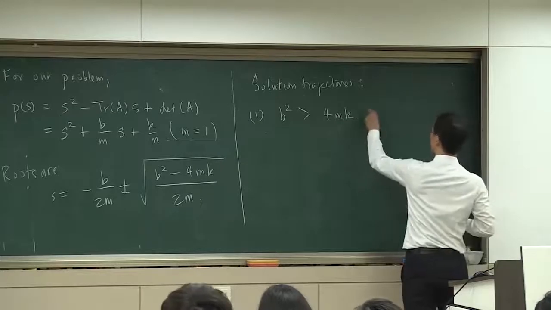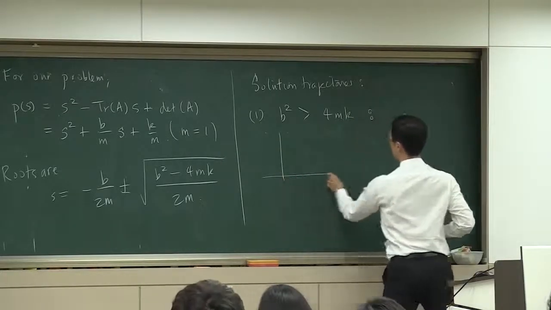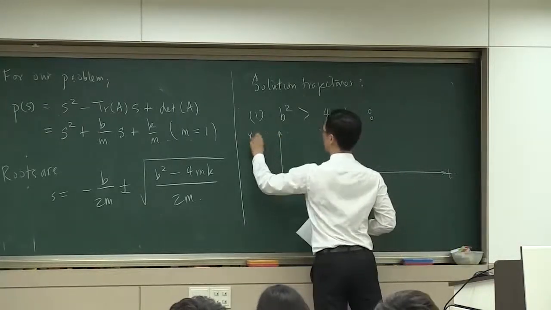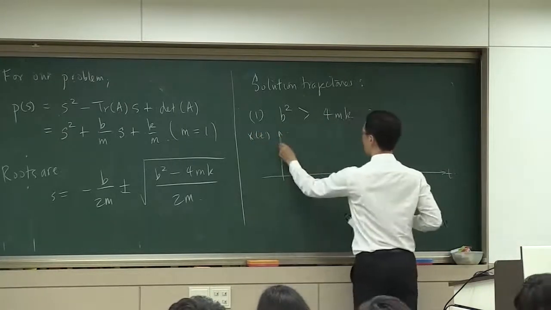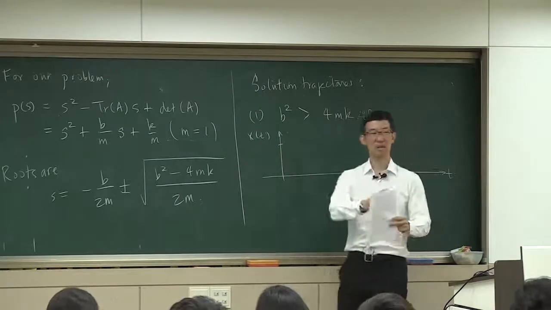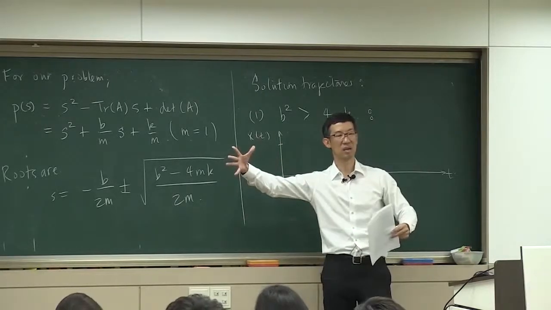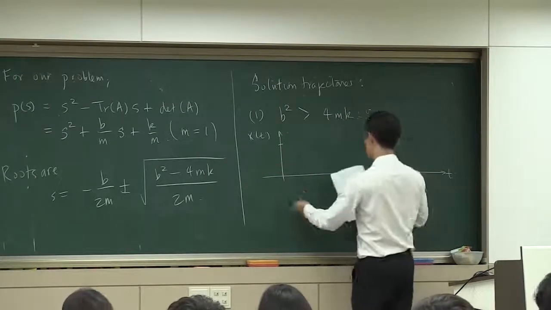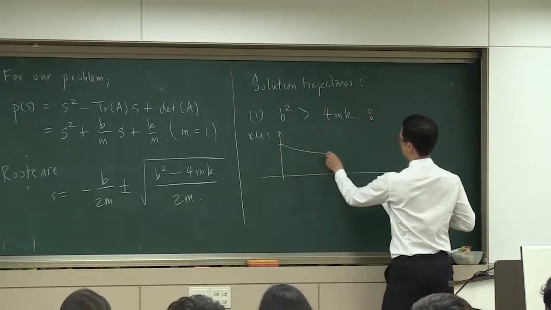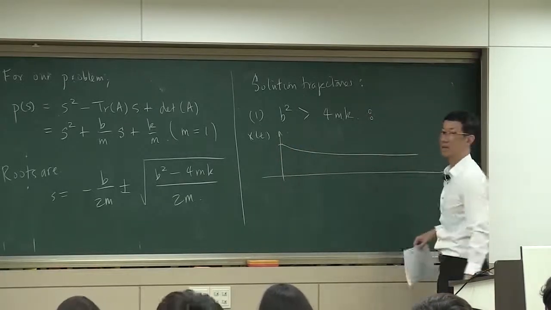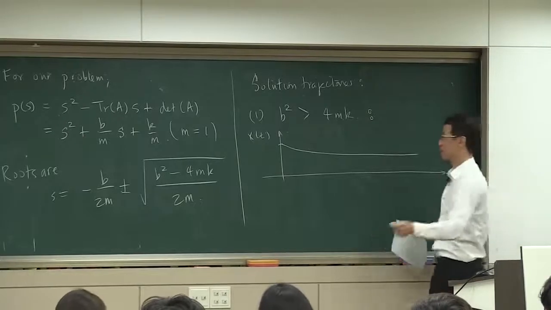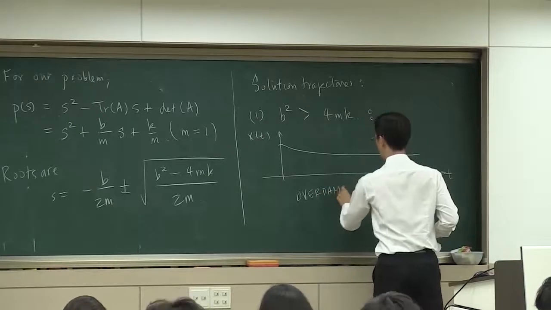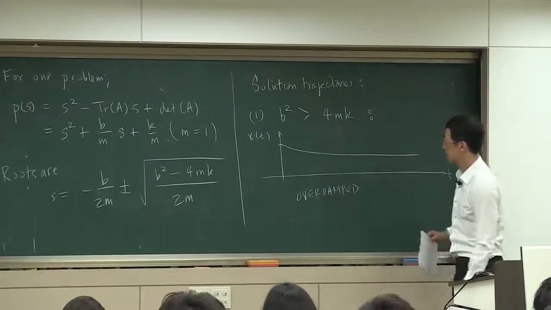So in this case, here's time t, here's x of t, and let's say you start out at x equals 1. You pull it out, you let go. What's going to happen is it's going to slowly go toward the equilibrium. So this is the overdamped case.